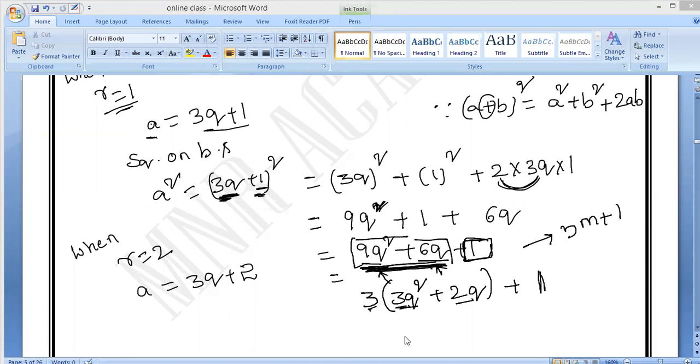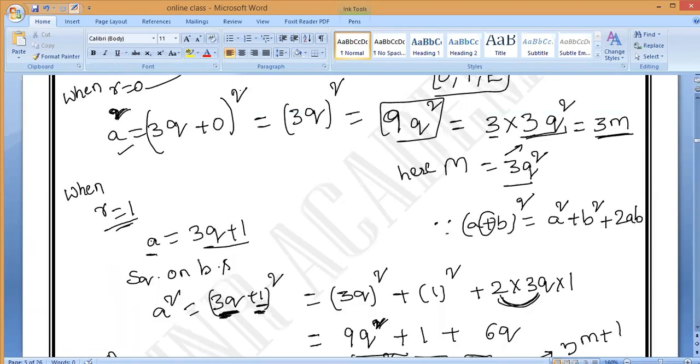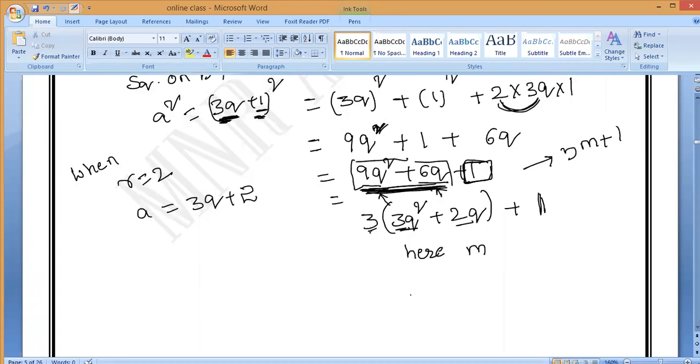Next, in the first case, what is m? m is equal to 3q square, correct? And in the second case, m is equal to 3q square plus 2q. So the equation becomes 3m plus 1, in place of 3q square plus 2q, write m. Do you understand this one?